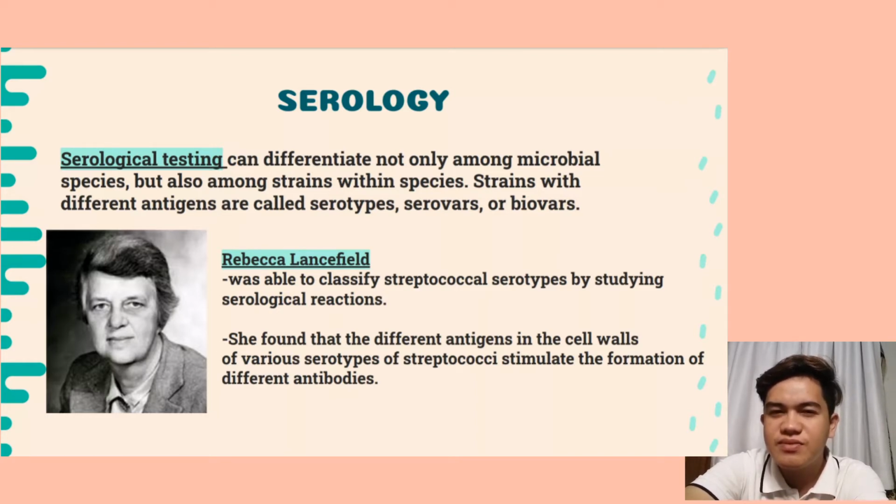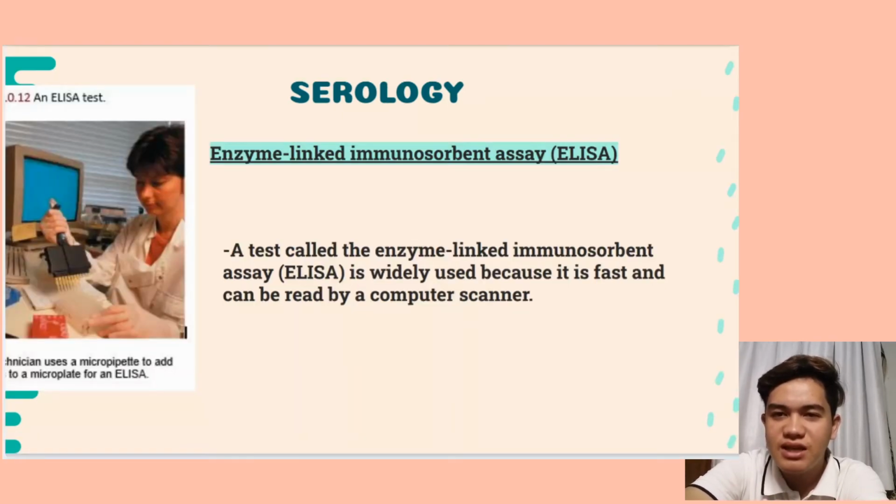Rebecca Lancefield was able to classify streptococcal serotypes by studying serological reactions. She found that the different antigens in the cell walls of various serotypes of streptococci stimulate the formation of different antibodies. Next slide, please. A test called enzyme-linked immunosorbent assay, or ELISA, is widely used because it is fast and can be read by a computer scanner.